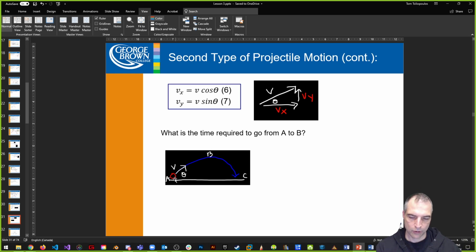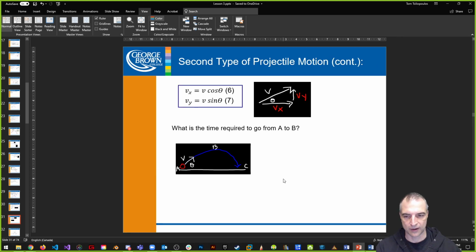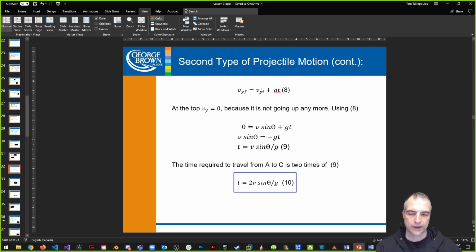Okay? I want to go from A to B. What's the time required to go from A to the apex? And how do I go from the apex down to the ground? This is symmetrical motion, my friends. We've seen something like this last week with Galileo. All right, so here we go.